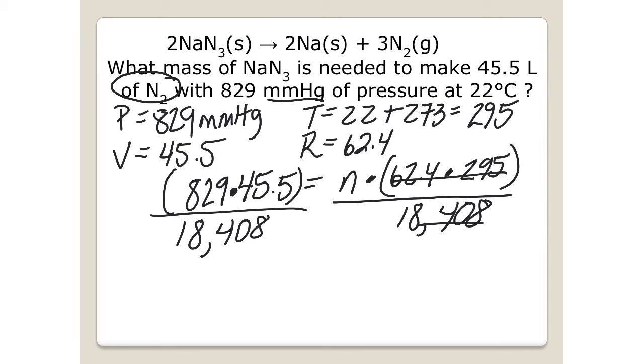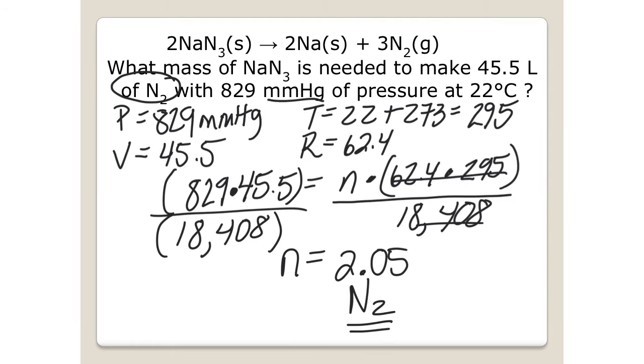So these cancel out. Plug and chug in our calculator, 829 times 45.5 divided by 18,408. And our n is going to end up, if we round to the 100 spot, 2.05. Now this is n of N2. This is not n of sodium nitride. So that's how we know that we have to do some stoichiometry now that we have our beginning substance.